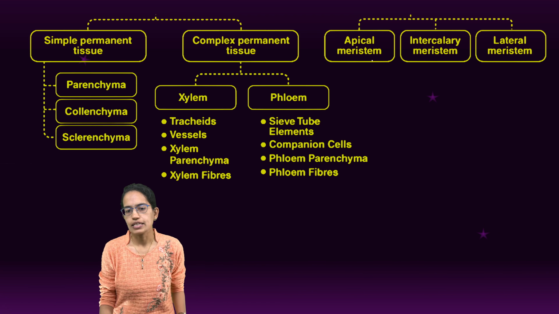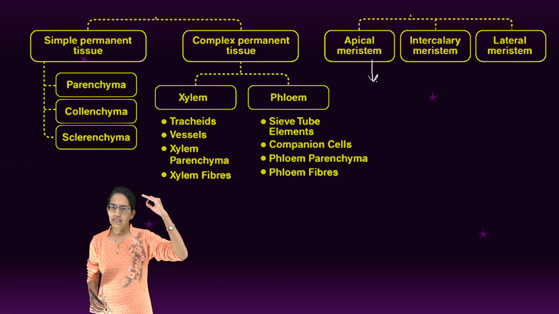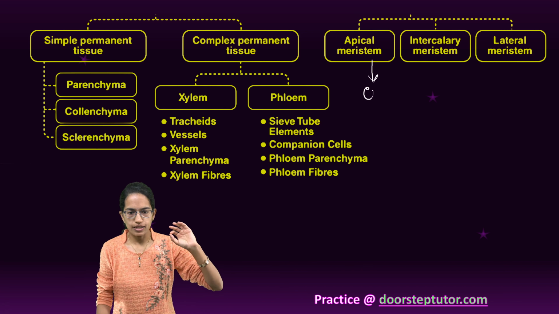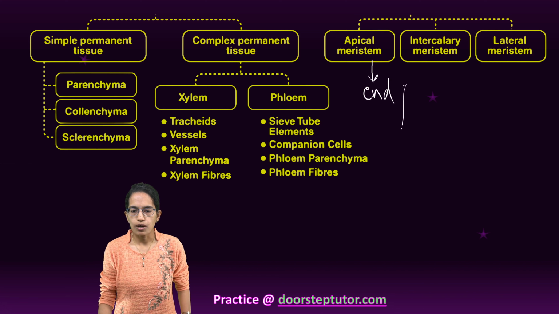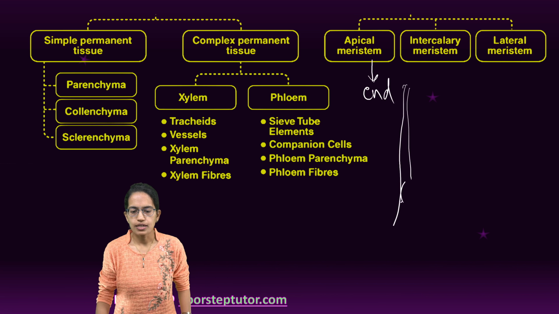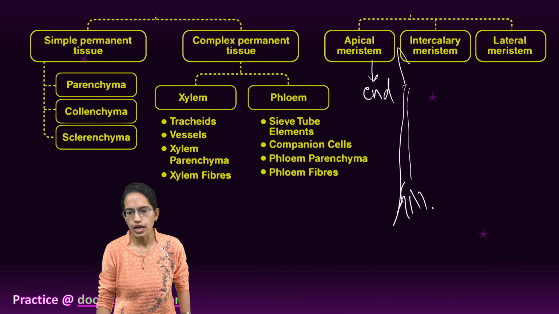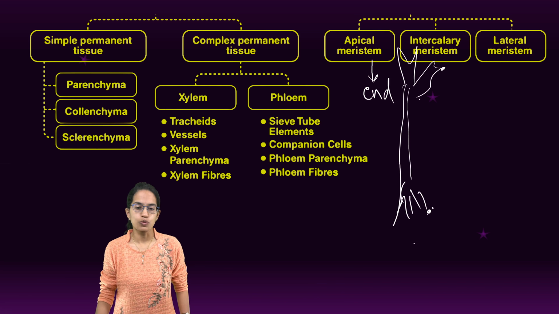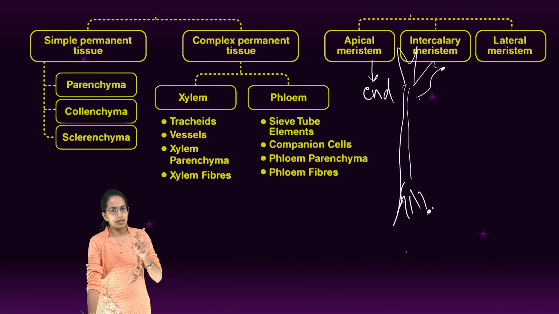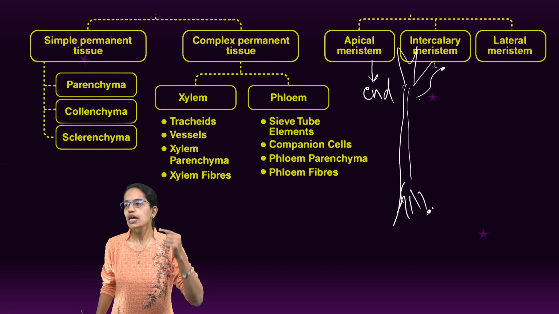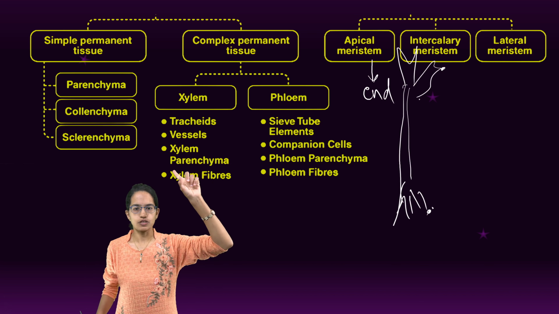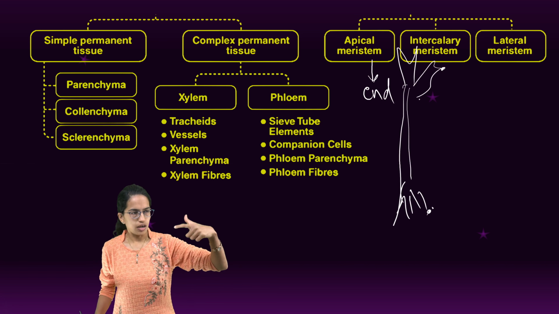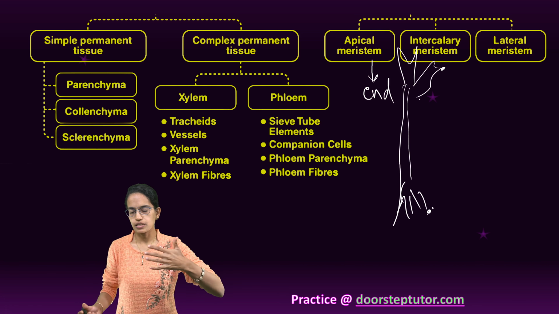Let's understand each of these. Apical means the tip. That means the end. Now, when we talk about a plant, this plant has growth in terms of root as well as shoot. So, the tip of the shoot as well as the tip of the root both would have these apical meristematic tissues, and the idea is to increase the length of the plant. So, it could be upwards as well as downwards in case of roots.